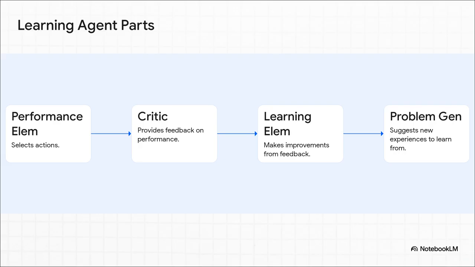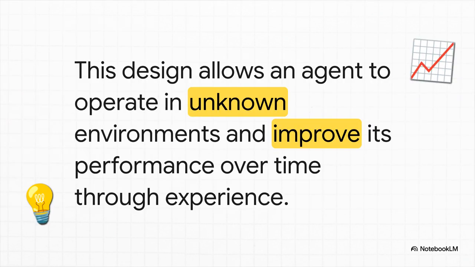And last, but maybe most important, you have the problem generator. This is the explorer, the risk taker. It tells the agent, hey, stop doing the same safe thing over and over. Try something new. See what happens. Because that's how you discover brand new, better ways of doing things. And that right there, that 4-part loop, is the secret sauce of modern AI. It's what allows an agent to be dropped into a situation it knows nothing about, and just by trying things and learning from its mistakes, eventually become an expert. It's not just following the rules anymore, it's writing its own rules.